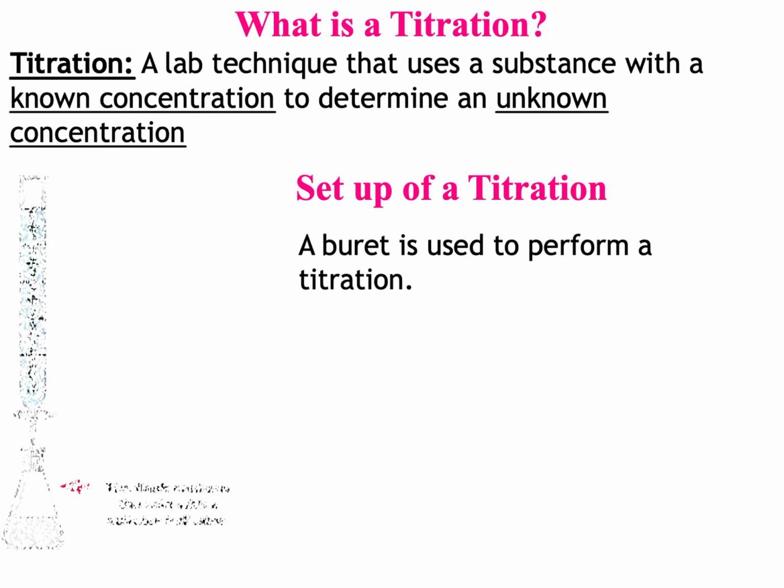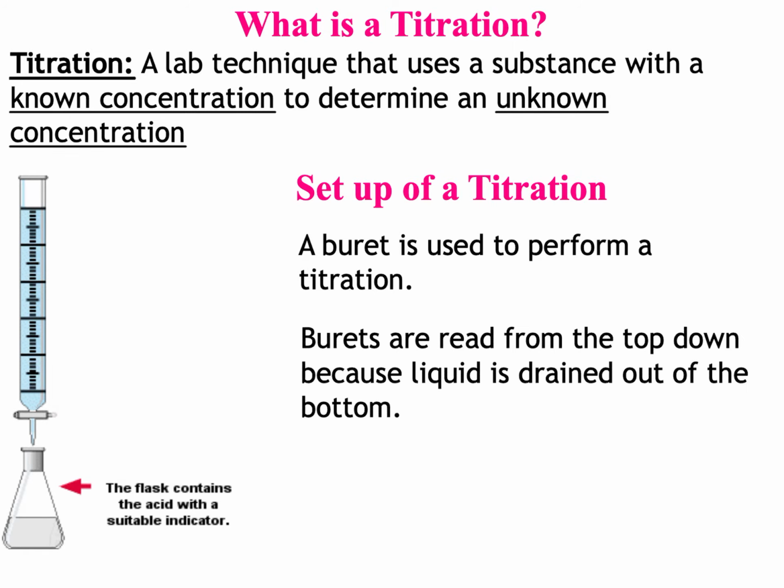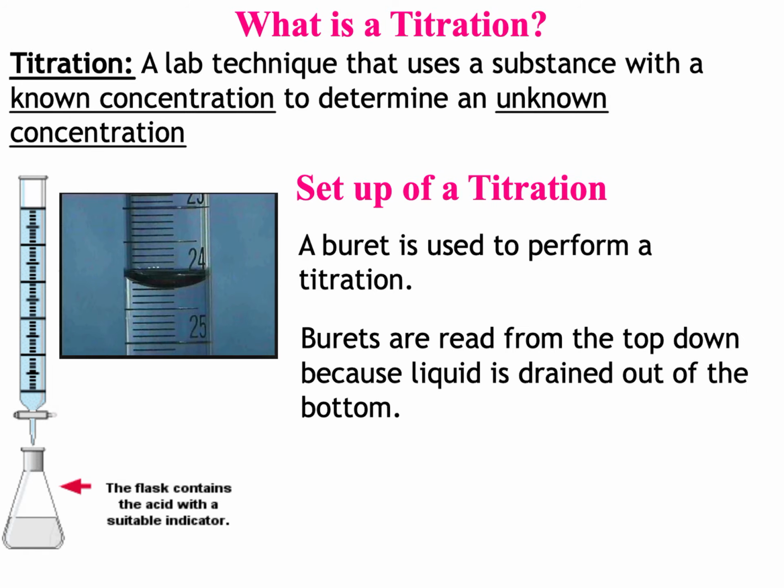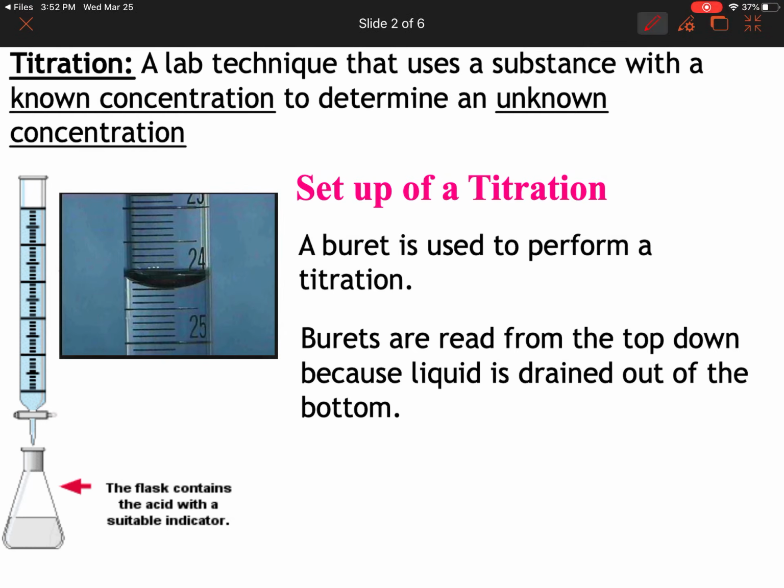To set up a titration, you need a burette, which if you remember, looks like this. So you set up a burette. Inside of it would be base, and then in a flask, you would have acid and an indicator. Remember that burettes are read from the top down, so you read from the bottom of the meniscus. So this one would be 25.4.